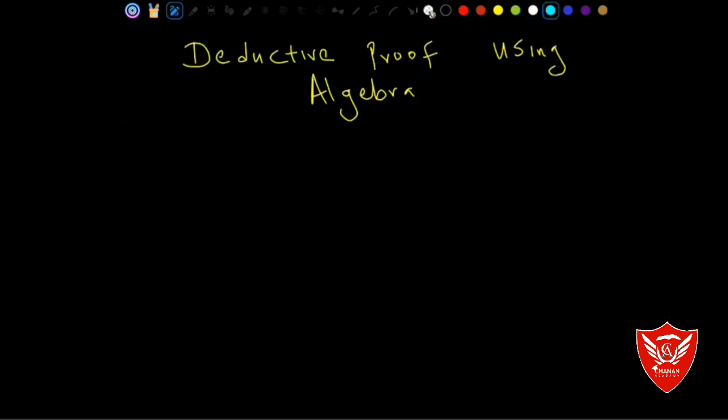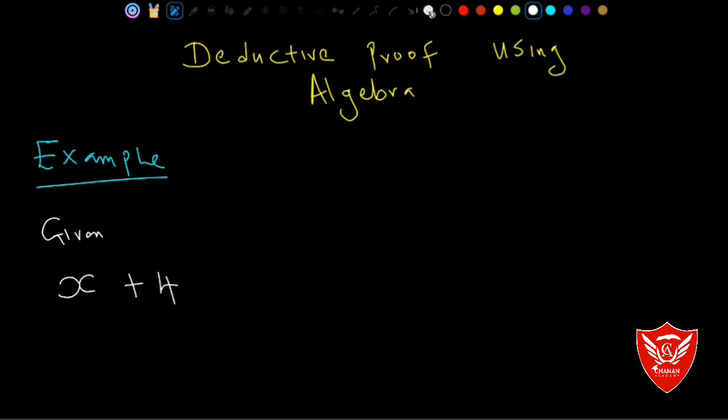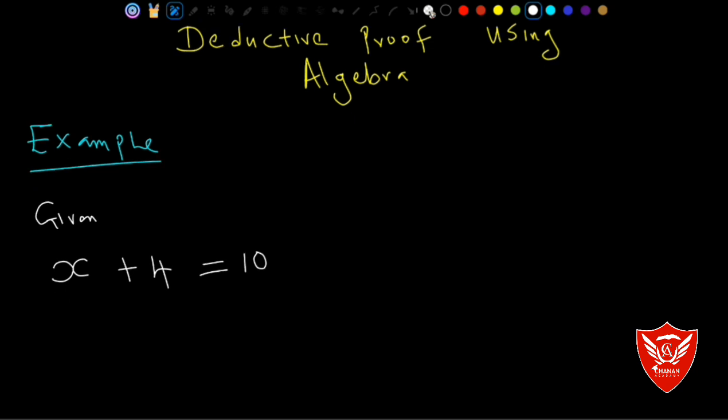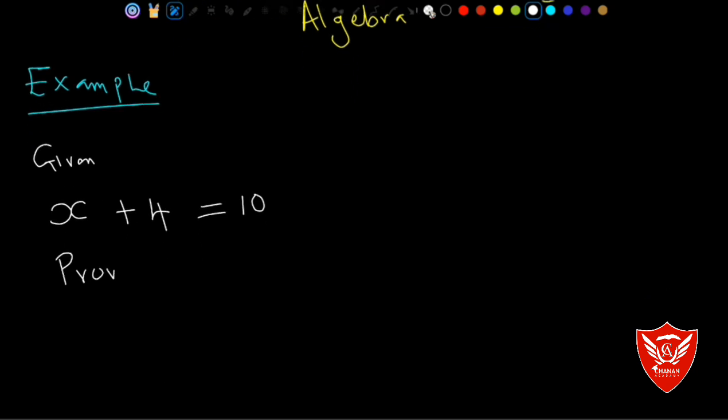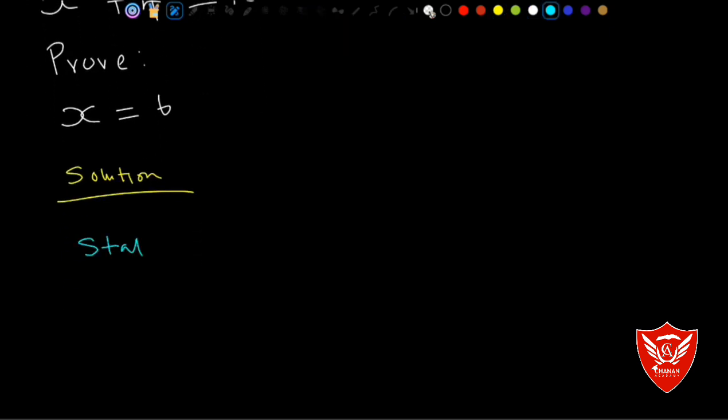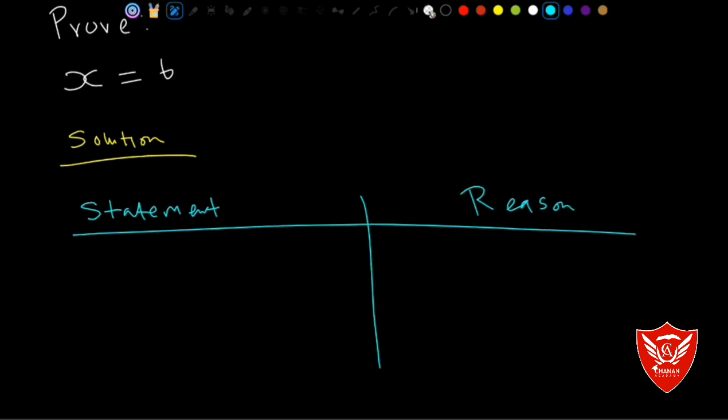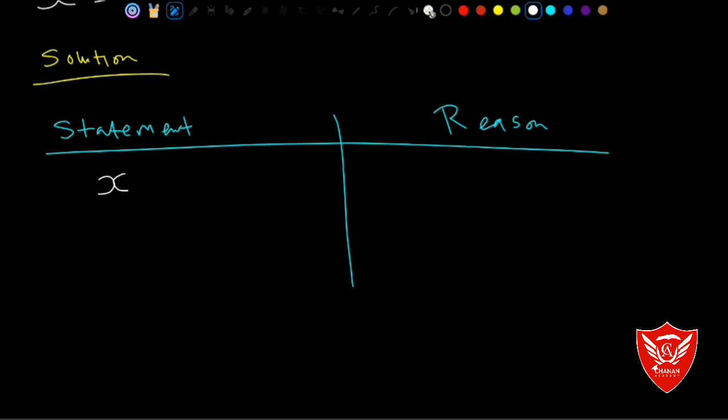Alright, deductive proof using algebra. So let's take an example. Given x plus 4 equal 10. Prove that x is equal to 6. Statements, reason. Alright, so we're given x plus 4 equal 10. This is the given information.